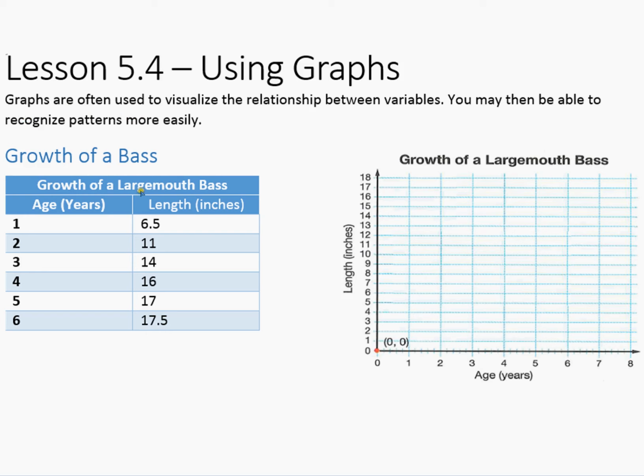So here we have a table. This is the growth of a largemouth bass. And so after a year, it's 6.5 inches, 2 years, 11 inches, 3, it will be 14 inches. When it's 4 years old, it grows to 16, 5 years old to 17, and 6 to 17.5. And we see it keeps increasing over the years.